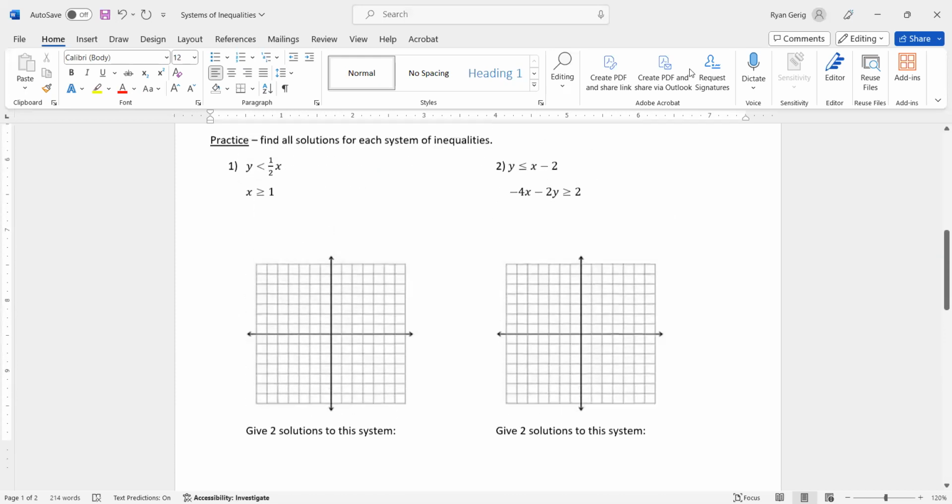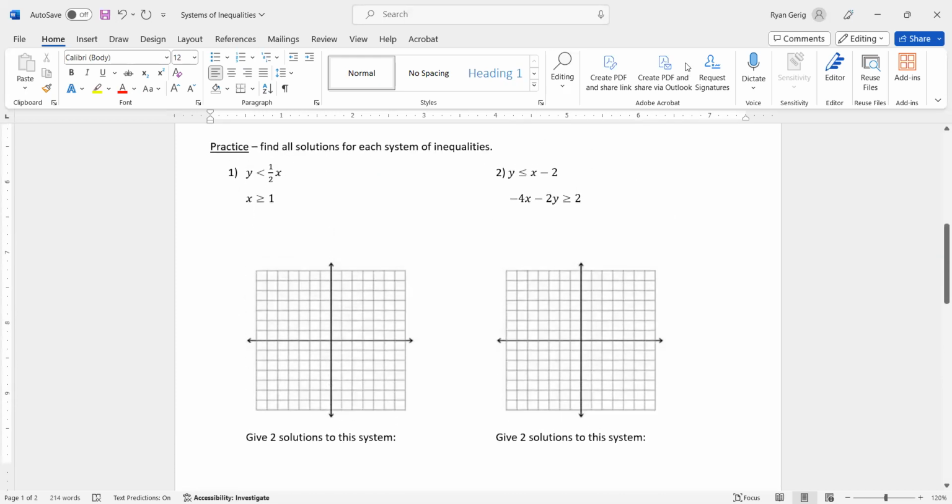Find all solutions for each system of inequalities. So it goes back to graphing. We've done this. We've been doing this for a while. Now, if you remember back when we did this in Unit 2, solid versus dotted. This first one is going to be dotted. And the second one is going to be solid. If you don't remember, equal to is solid, non-equal to is dotted.